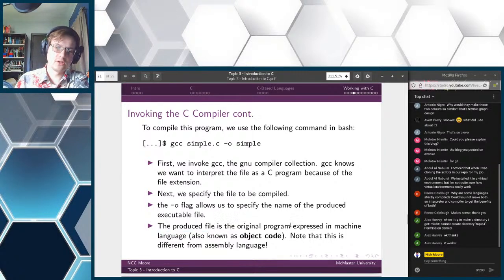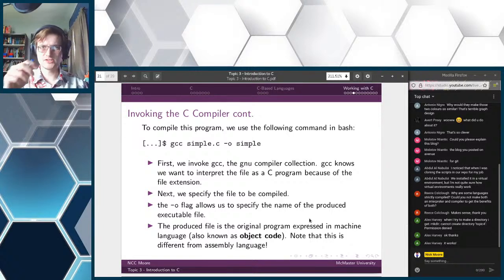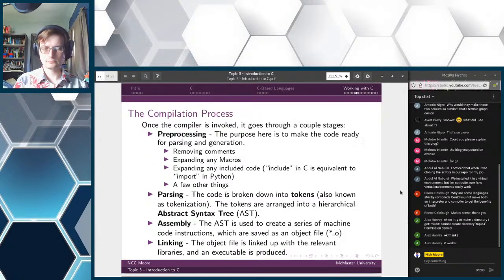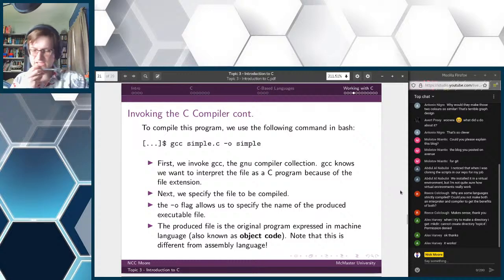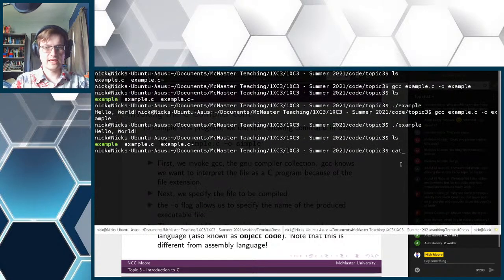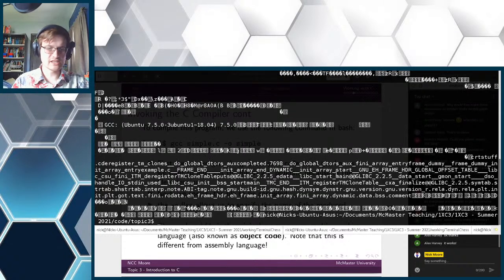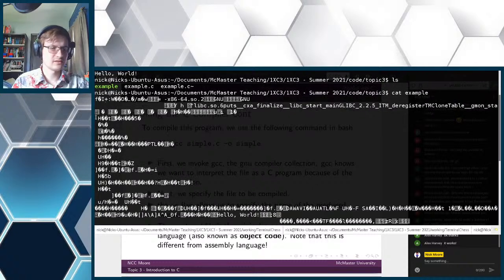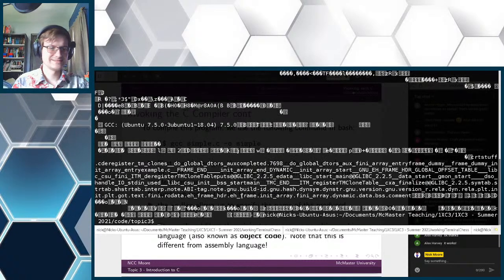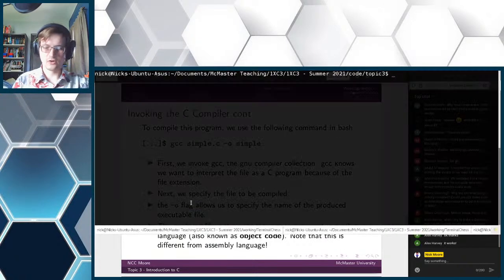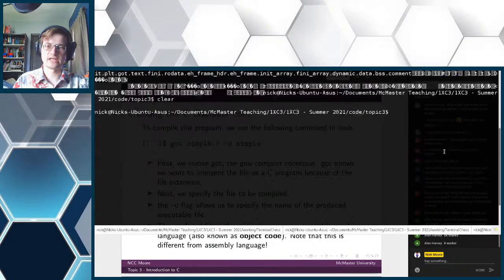The produced file is the original program expressed in machine language, also known as object code. Note that this is different from assembly language. Object code is different from assembly language. Assembly language also compiles to object code. In fact, here's something for you. Let's see what it looks like. cat example. So this is what an executable looks like on the inside. Fun, right? Oh, and clear doesn't erase everything. It just puts the terminal to the top of the window so it looks pretty.